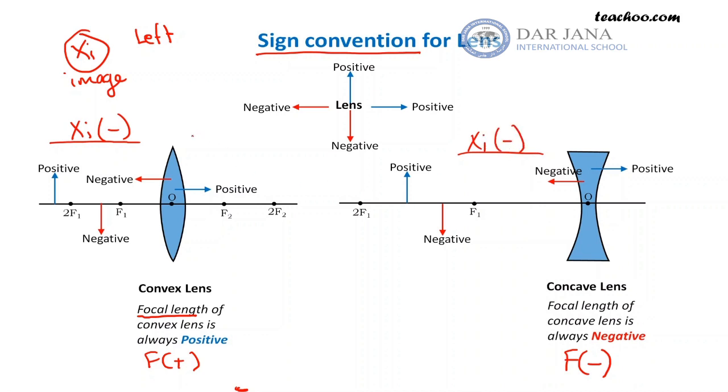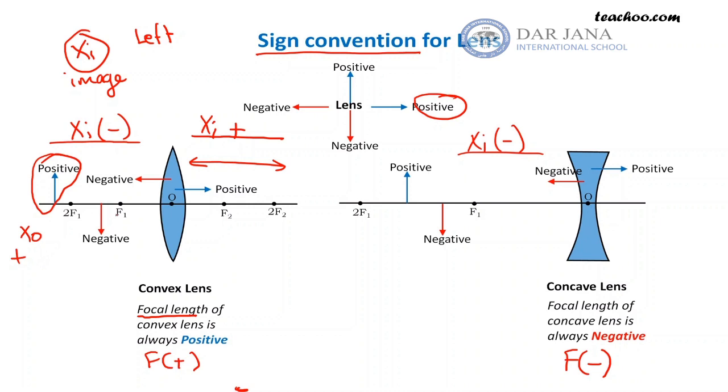And if it is on the other side, which is the right side, xi is positive. So if the image is formed anywhere here, it is a positive image, as you see here. And if the image is formed on the left side, it's negative. The object is always on the left side, it's positive. We take x of the object as positive always.